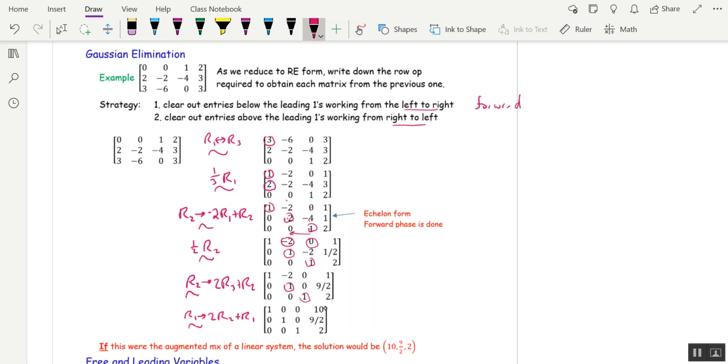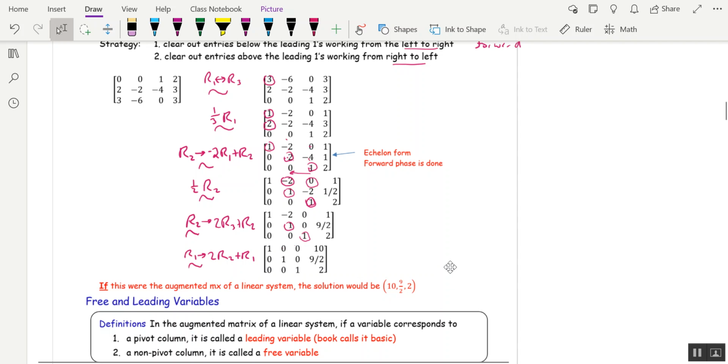So it's important when you're doing the backward phase to start at the rightmost column and work in the other direction. Now, I really strongly suggest you read the examples in your book. They're a little bit slow, but they're going to help you figure out how this process is done. Okay, you can do this Gaussian elimination to any matrix. If you had been told this was the augmented matrix of a linear system, then this would be the answer column, and the solution to the system would be 10, 9/2, 2. But that's a big if.